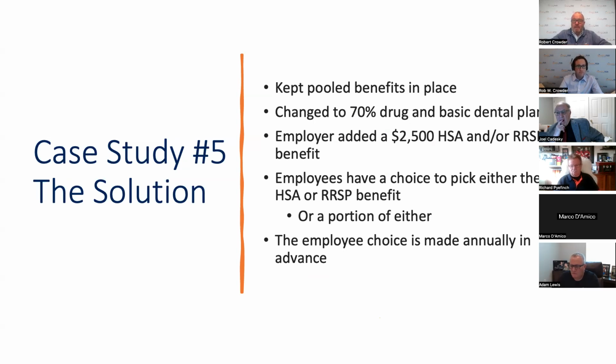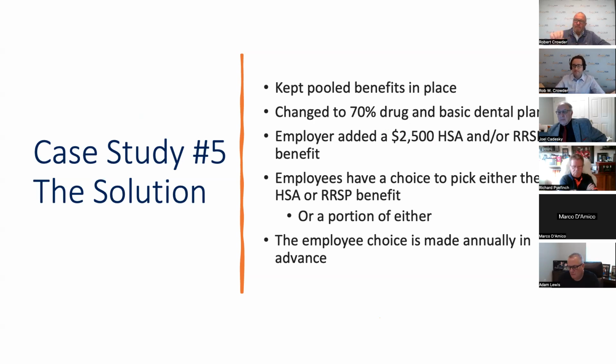They can make a choice at the beginning of the year whether they want to put $2,500 into their healthcare spending account, $2,500 into their RRSP, or a combination of both. But it had to be decided annually in advance. So it became a really powerful benefit because this company is located in downtown Toronto. The majority of the folks that had family coverage often had spouses or partners that worked elsewhere that had benefits.